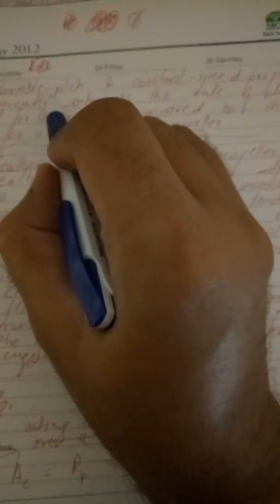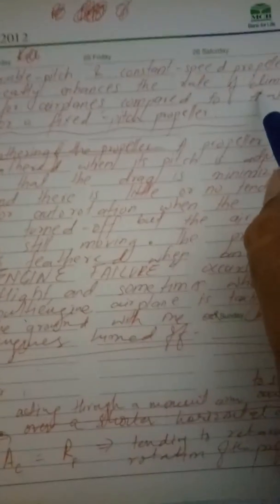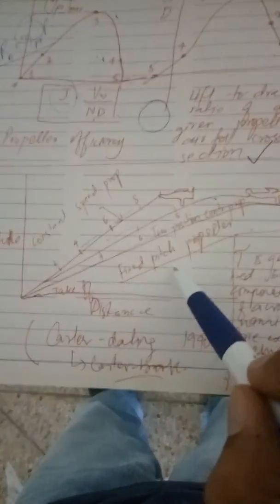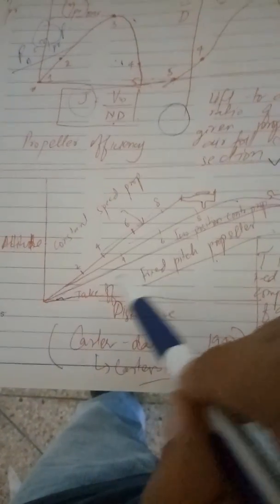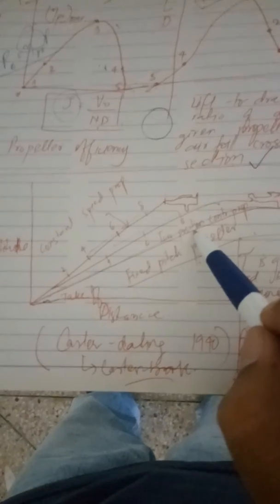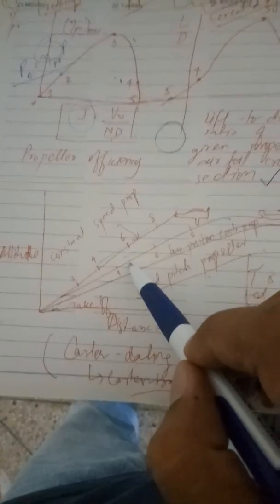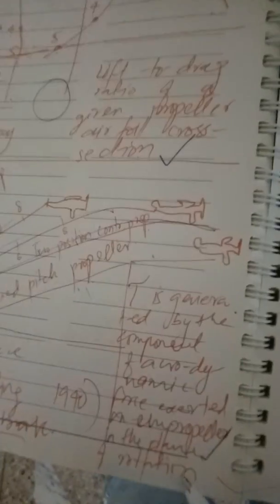So variable pitch was the second one, because of the two position controller propeller. The variable pitch and the constant speed propeller greatly enhance the rate of climb for airplanes. Compared to that, the fixed pitch propeller gives you less altitude. The two position, also called the variable pitch propeller, and the constant speed propeller give a much higher altitude as compared to the fixed pitch propeller. This has been discussed.